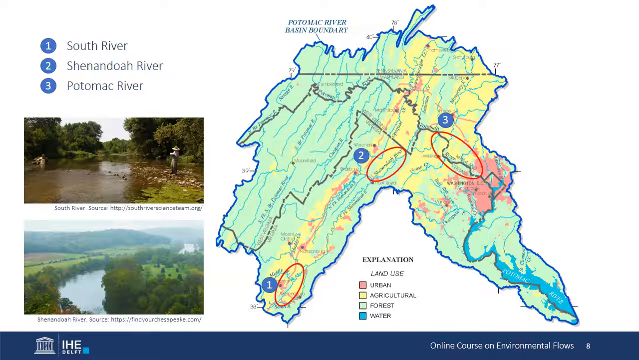The South River is a small headwater tributary flowing into the Shenandoah River. The Shenandoah is itself a tributary of the Potomac River, which flows to the ocean. Keep this configuration in mind as you consider the hydrographs on the next slide.